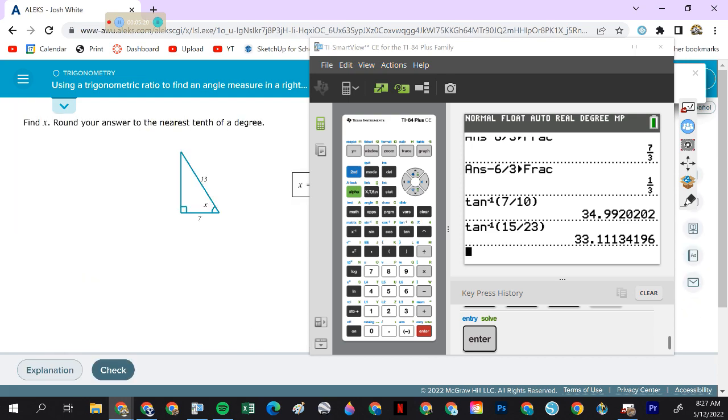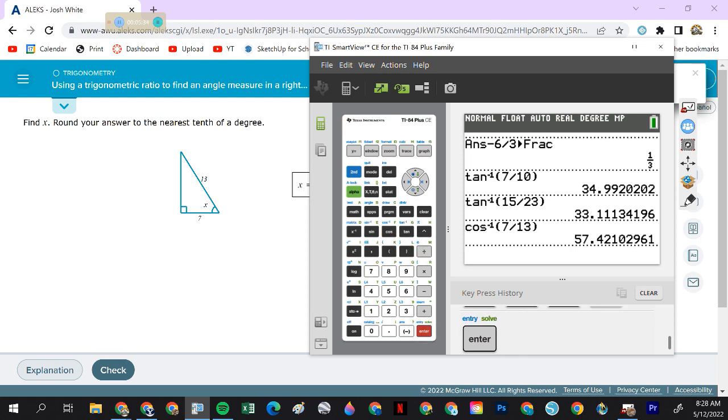Okay. Which ratio would I choose here? Cosine. Cosine inverse of 7/13 gives me 57 degrees. Okay? So if you know what the angle is, you use sine, cosine, and tangent. If you want to know what the angle is, then you have to use the inverse buttons.